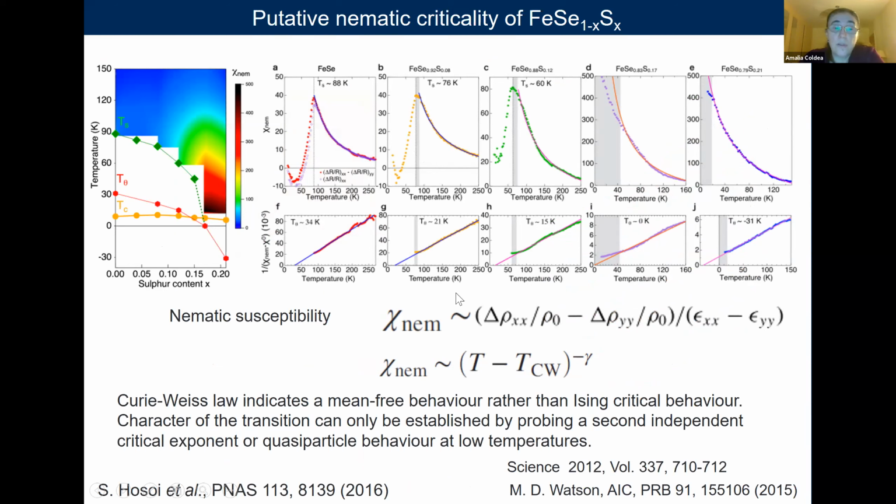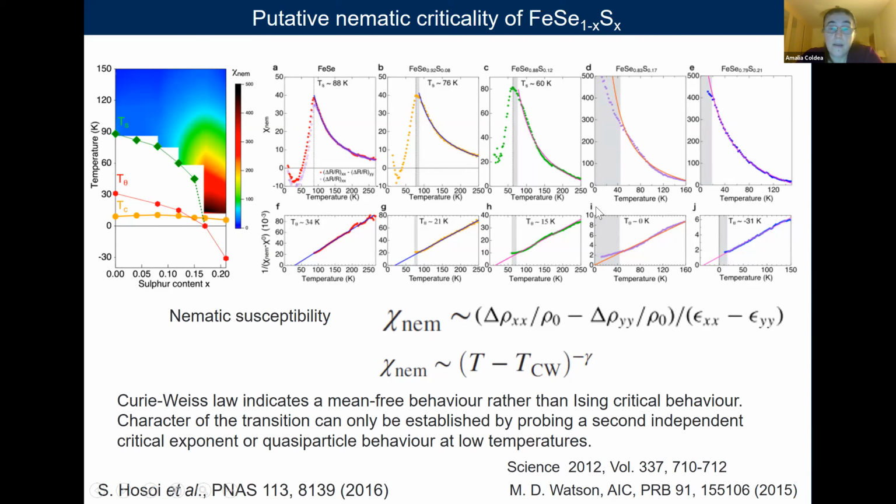One of the powerful techniques to search for nematic criticality is to probe the nematic susceptibility of the systems. A nematic susceptibility is the anisotropy in resistivity, the in-plane anisotropy under a small amount of strain. And the study done in Japan showed that for iron selenium sulfur, the nematic susceptibility shows Curie-Weiss temperature dependence, and for compositions close to 17%, the intercept Curie-Weiss temperature is close to 0.